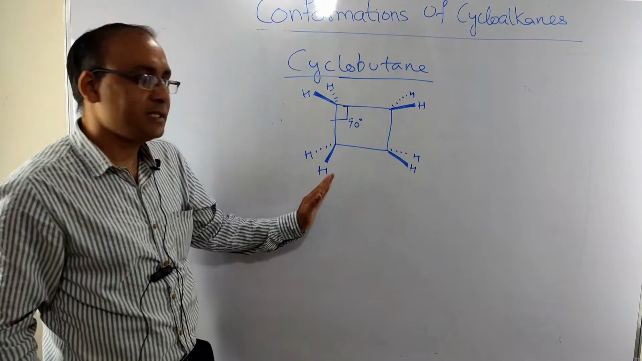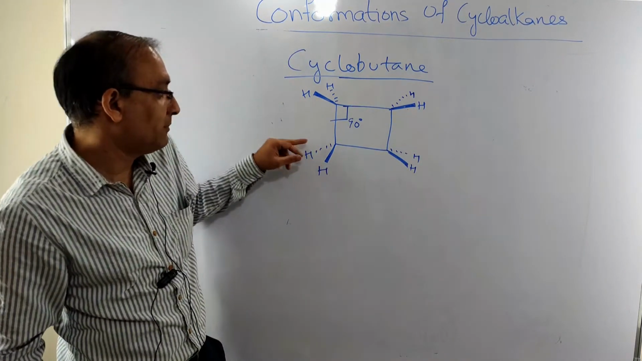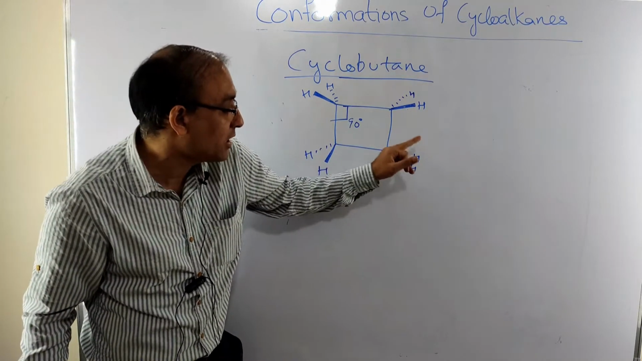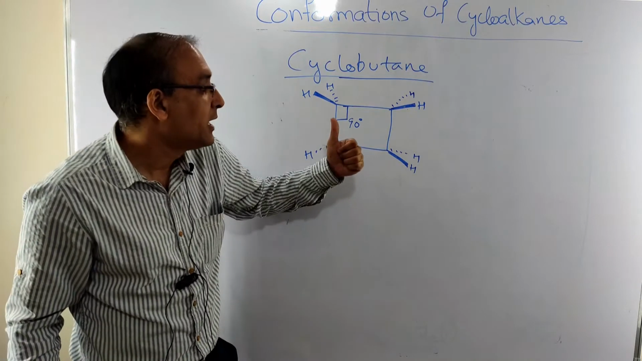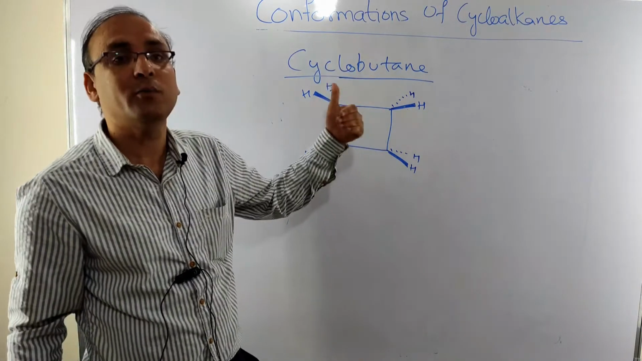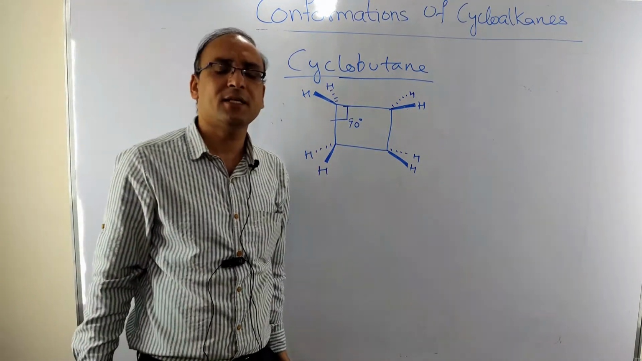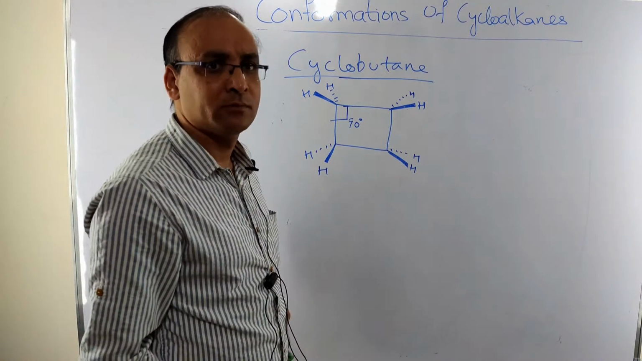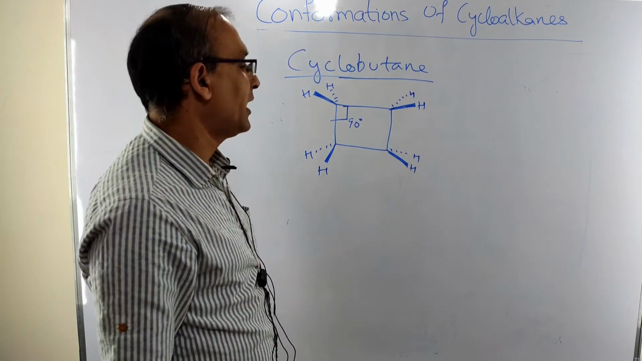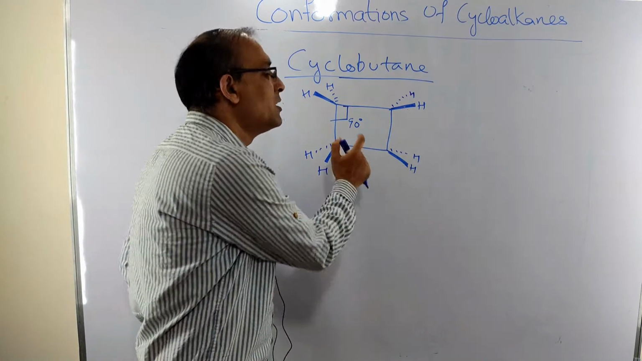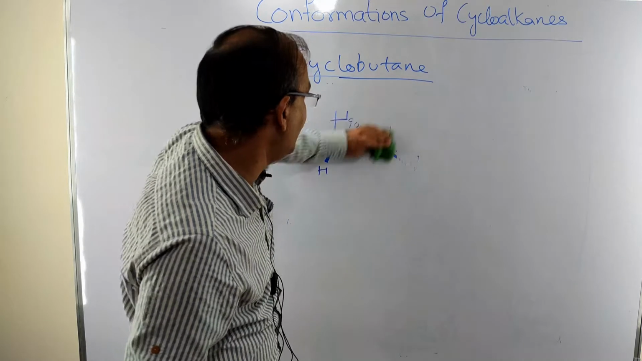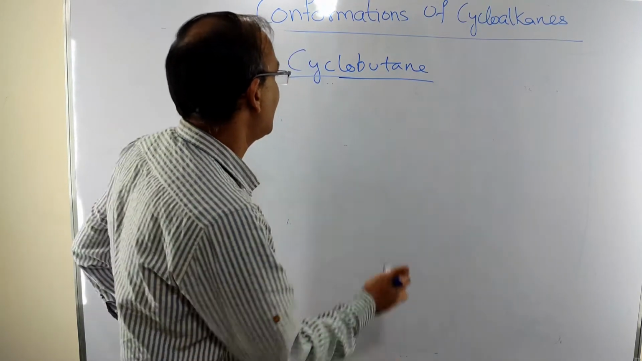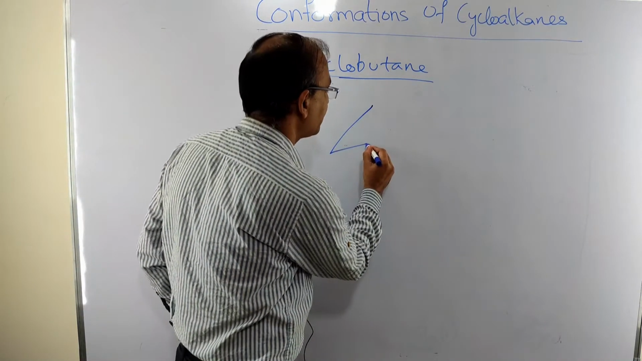So what happens is this hydrogen is blocking this hydrogen, the hydrogen behind is blocking this hydrogen. Similarly, all the 4 hydrogens are eclipsing each other, and all the 4 hydrogens behind the board are eclipsing each other. So they face a lot of torsion, so torsional strain, and therefore this is not how cyclobutane exists. How cyclobutane exists is like this.